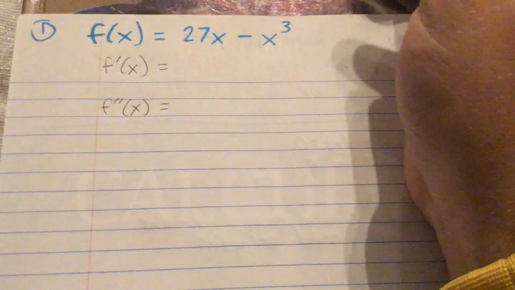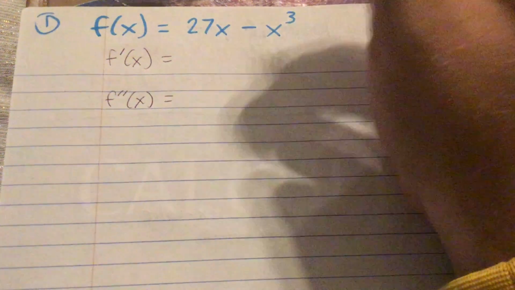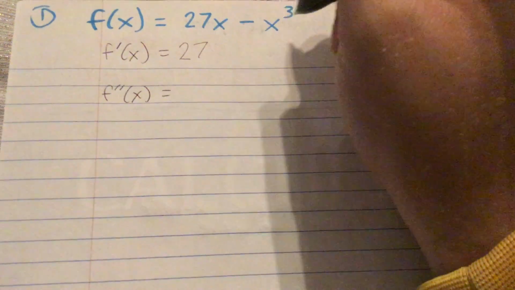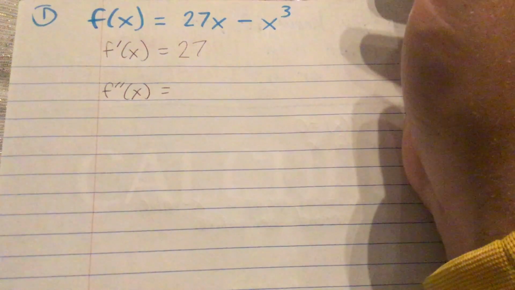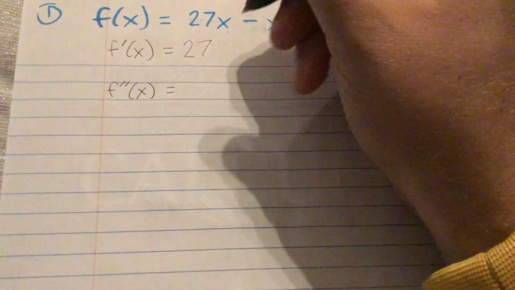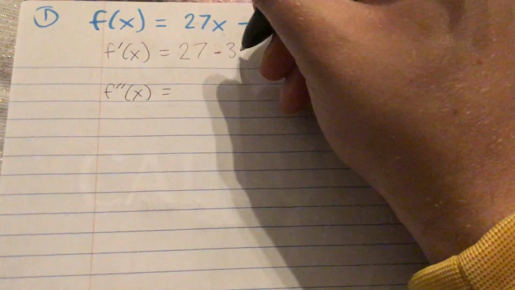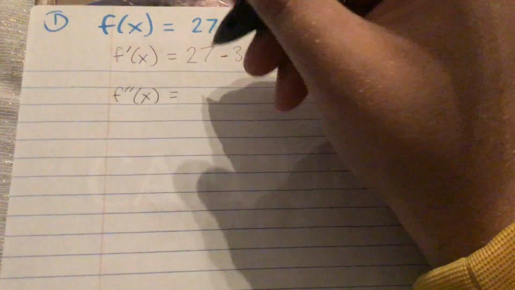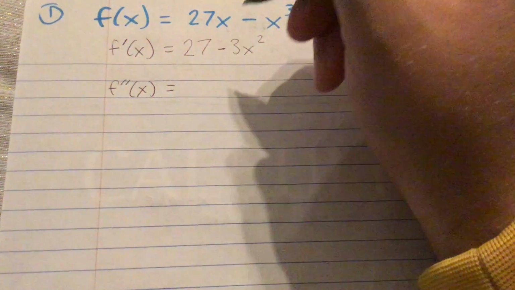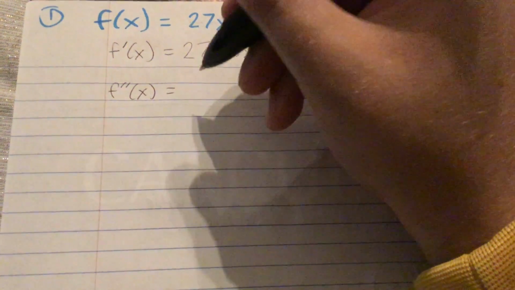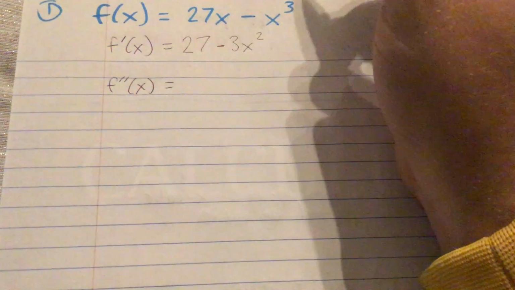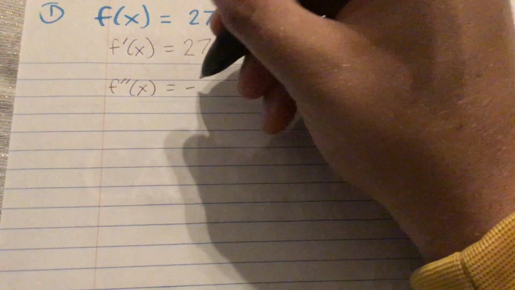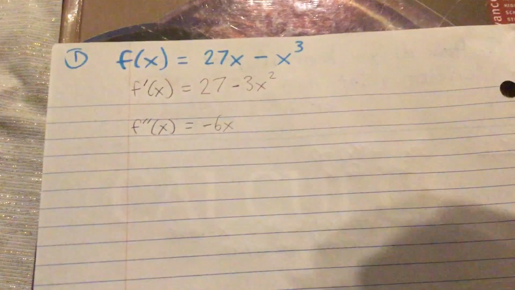What's the derivative of 27x? 27. What's the derivative of negative x to the third power? That would be negative 3x squared. Then, just for the heck of it, let's do the second derivative. Well, the second derivative of 27 is going to be 0. And the derivative of negative 3x squared will be negative 6x.